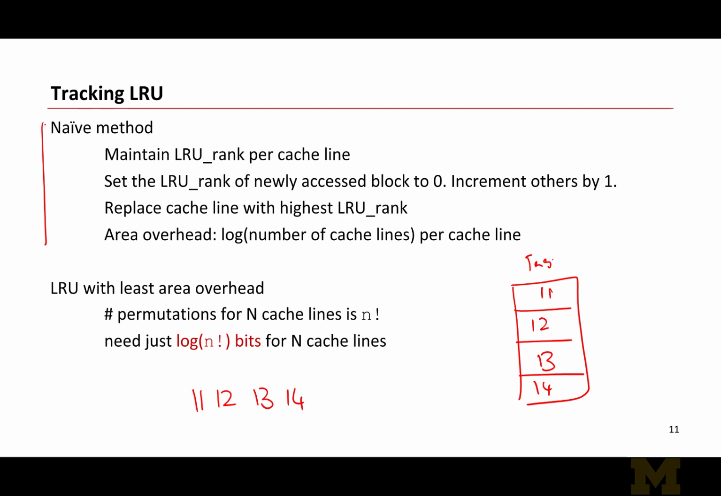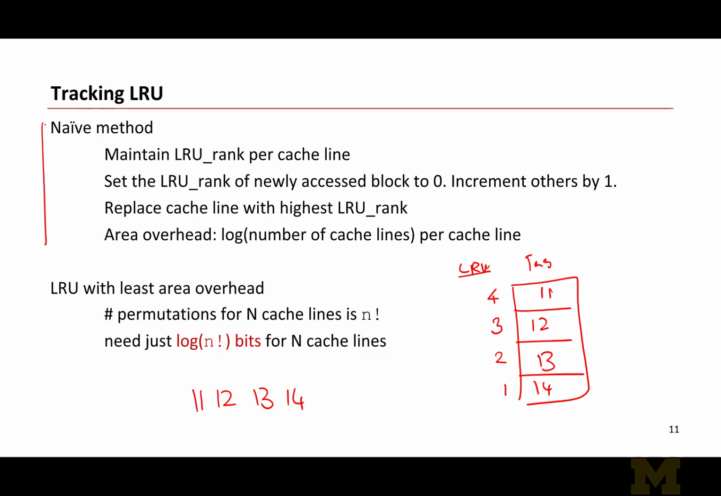The LRU rank would say that 14 is the most recently used, so its rank is 1, and 13 is the next most recently used, and 12 is the next most recently used, and 11 would be the least recently used block. So these LRU bits represent the rank of each cache line.